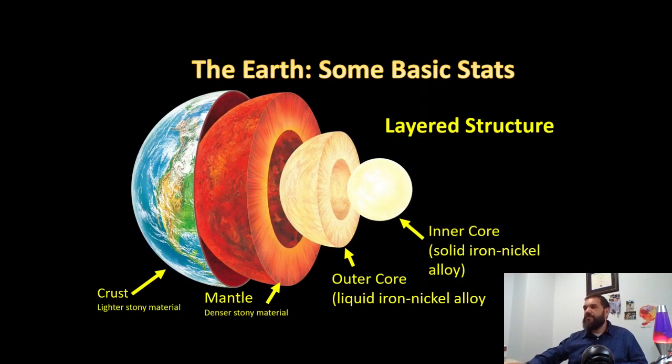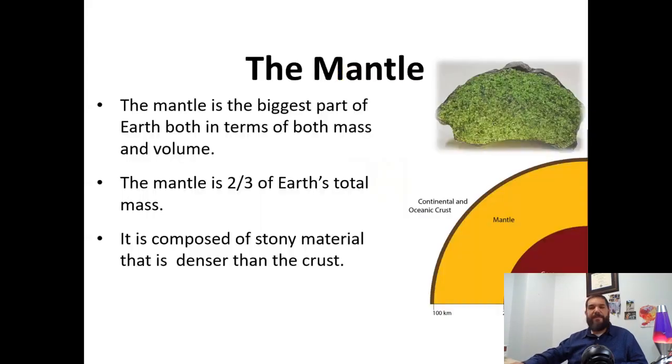All right, so let's move on now. That's the crust. Let's move on to the big boy, the mantle. Okay, so we have denser stony material. Now, one important thing about the mantle is it is 100% solid. Well, I shouldn't say 100%. It's like 99.5% solid. But it's solid. Okay, it's solid rock. It's two-thirds of the total mass, so that's 66% of the mass.